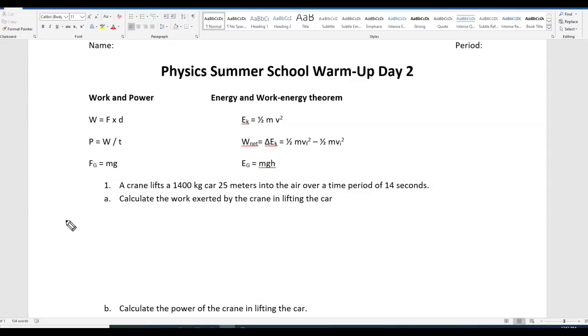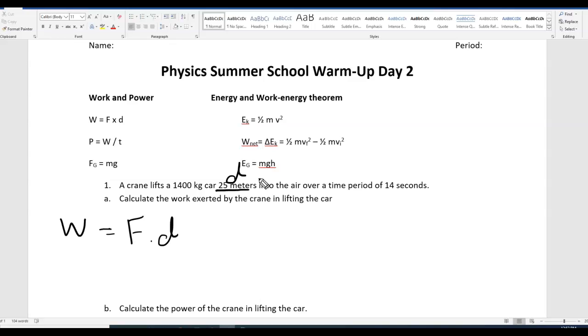So remember that work is force times distance. Now we are given the distance that the car is lifted. That's 25 meters. That's my d. But if you look everywhere in the problem, we are not given the force.